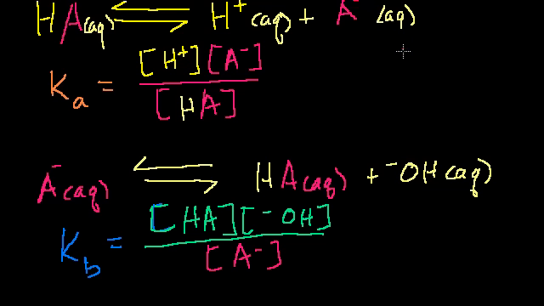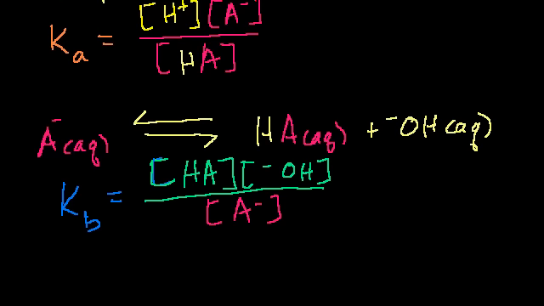Even though they are the conjugate base, they wouldn't do anything. So you can only do this, remember, for weak acids and bases. So with that said, let's see if we can find a relationship between Ka and Kb.